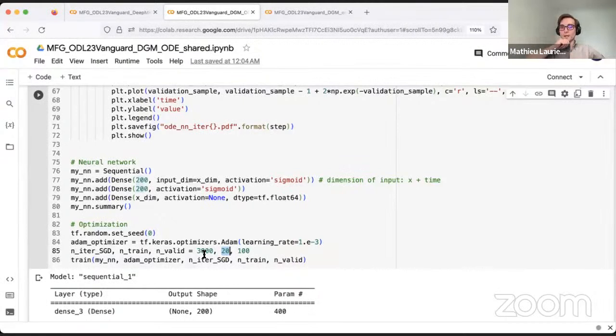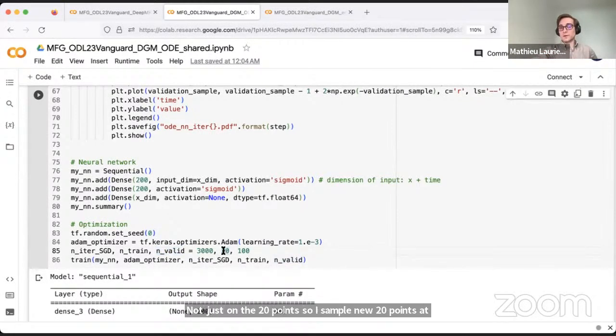So this will be more precise than doing gradient descent for just one point at a time. And the validation is I sample 100 points and I evaluate the residual at these 100 points every iteration or every 10 iterations, for example, to check how it is behaving, not just on the 20 points. So I sample new 20 points at each iteration.